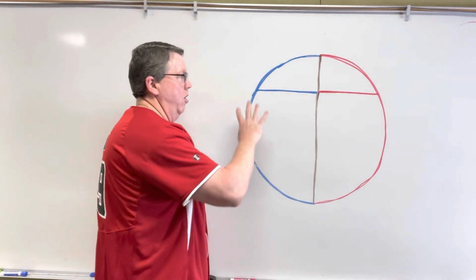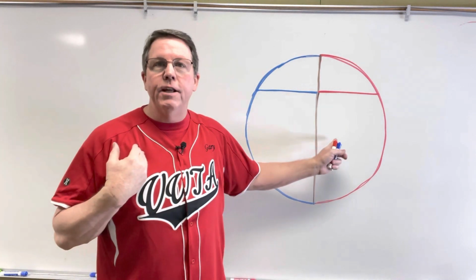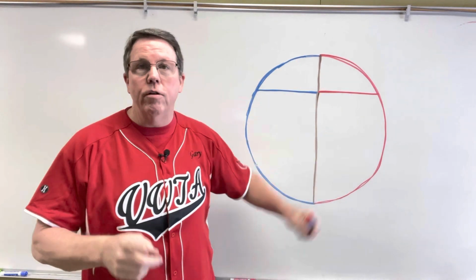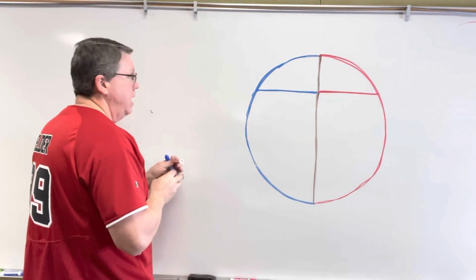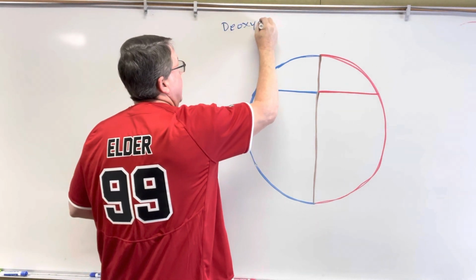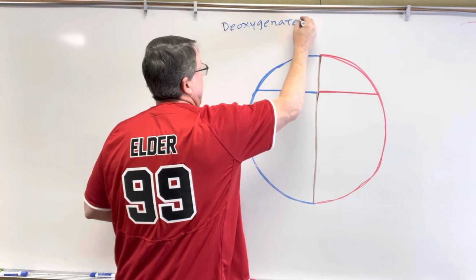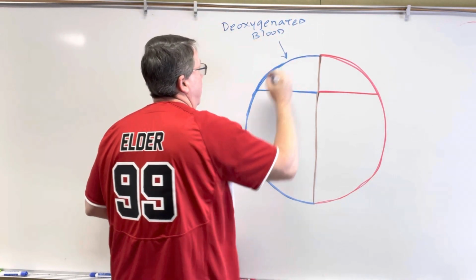So I've got a drawing of a heart here. This is going to be the right side of the heart, and this is going to be the left side of the heart. So let's go ahead and take a look at this, okay? The first thing that's going to happen is deoxygenated blood enters into the heart.